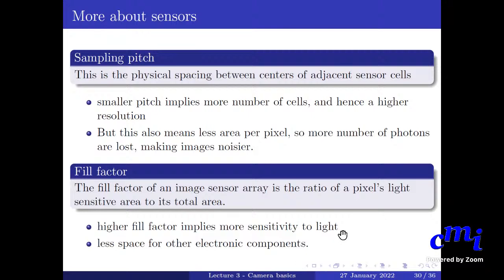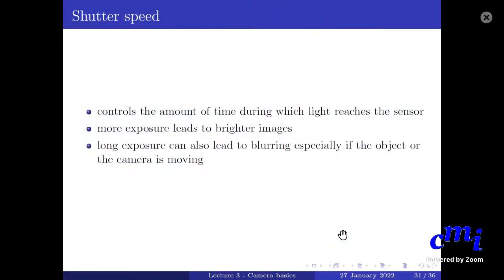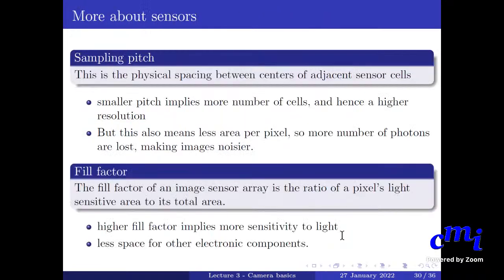Let's talk about that. Hello. Yes, ma'am, what is this photons which you just spoke about? Sorry, one minute, I cannot hear you. Maybe I should increase the volume. Yeah, tell me. Ma'am, what is this number of photons are lost? I did not get this.